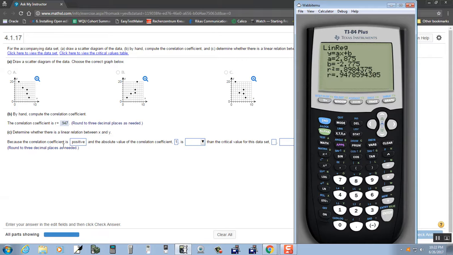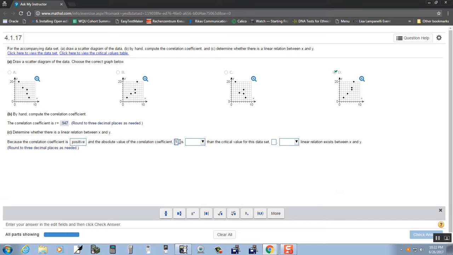Okay, because the correlation coefficient is positive, so it's positive. And the absolute value of the correlation coefficient. Oh, okay, it hasn't graded that yet. Absolute value of 0.947 is 0.947. Then is it greater than the critical value for this data set?